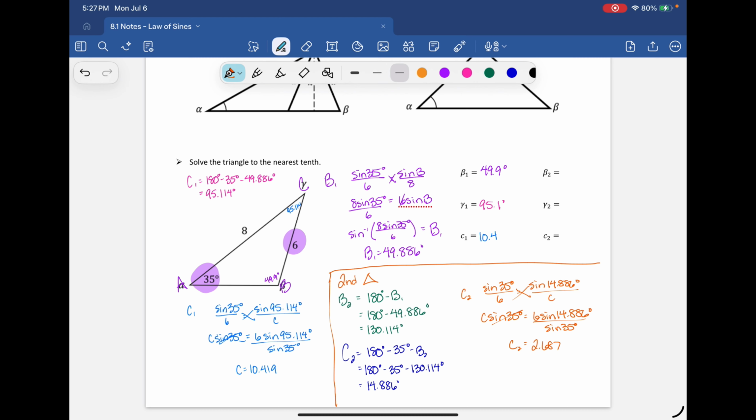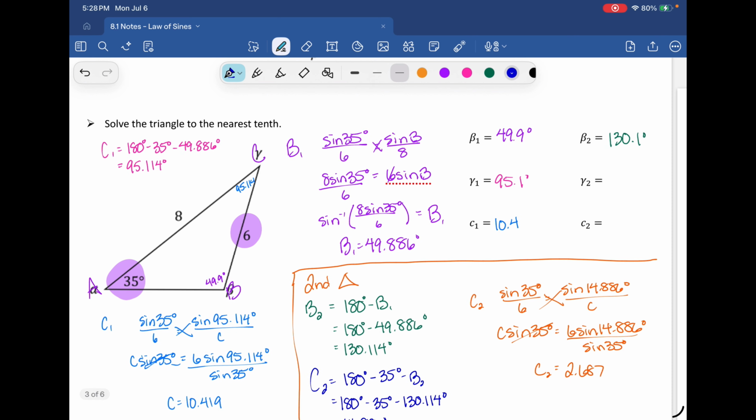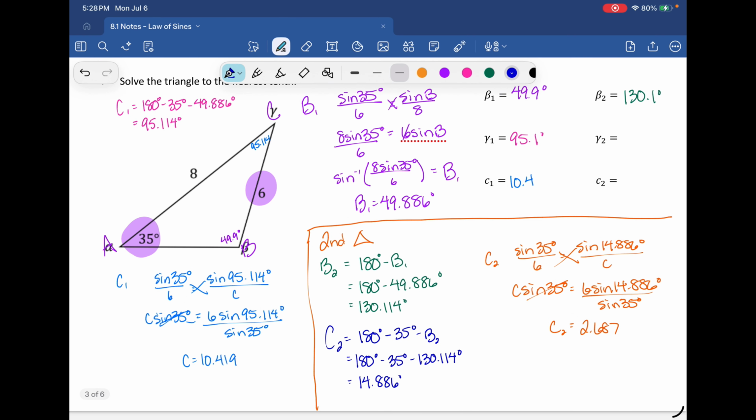All right, since we did get a second triangle, angle B2 was 130.1 degrees, angle C2 was 14.9 degrees, and side C2 was 2.7.